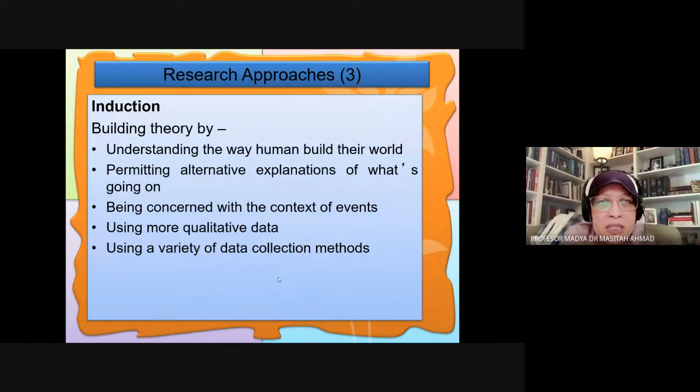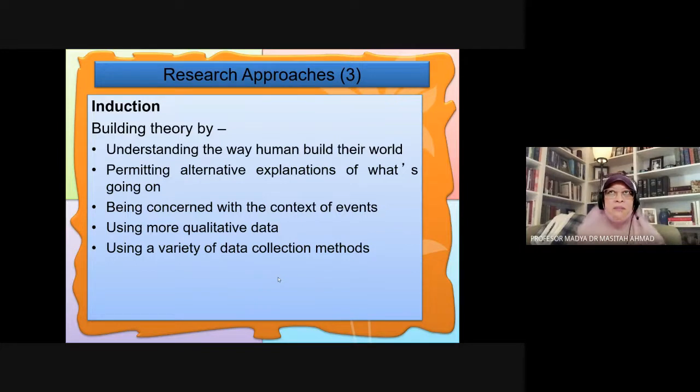Chinese people in China are different from what we have here. Let's say our friend from Nigeria, maybe our friend has a different way in which their life is built, but in Malaysia we have a different way. So that's why, when we are trying to build our theory, we must know and really understand the way of humans, and after that we have to permit alternative explanations of what is going on.